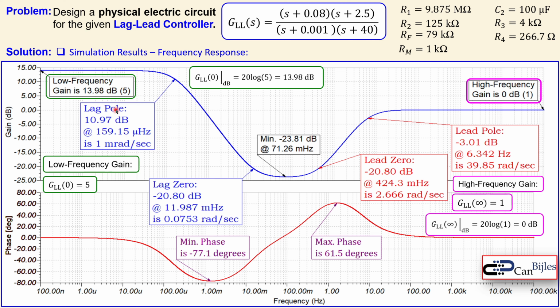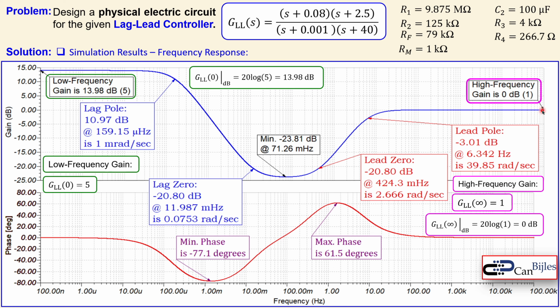And the determination of the poles and the zeros here is done in this format. You look at the low frequency gain, for example, here, that is the 13.98. You go down by 3.01 dB and you determine the frequency. You look at your minimum value here, so that is in this case minus 23.81 dB. You go up by 3 dB and you determine the frequency. You go also up by 3 dB and you determine your frequency.